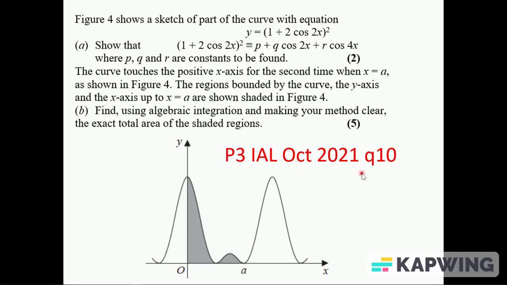Right, we've got the International A-Level October 2021 question 10. There's a trig identity we've got to do, and it's really about this curve. We've got to sketch up here and find the area. The question's all about that, but we've got to do a bit of trig first.